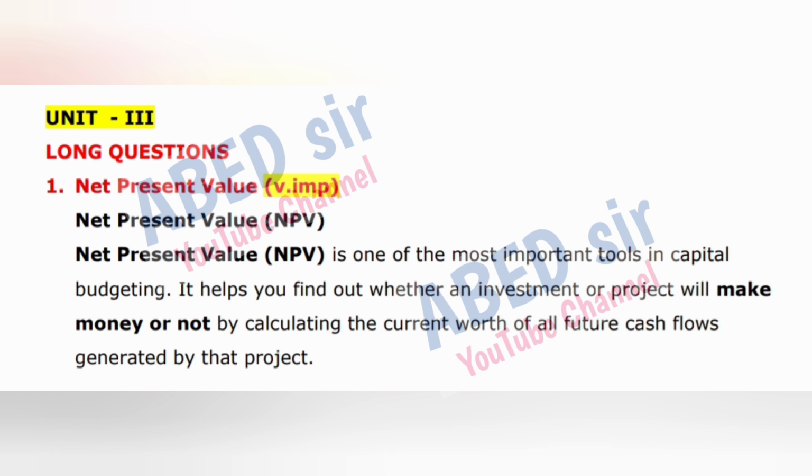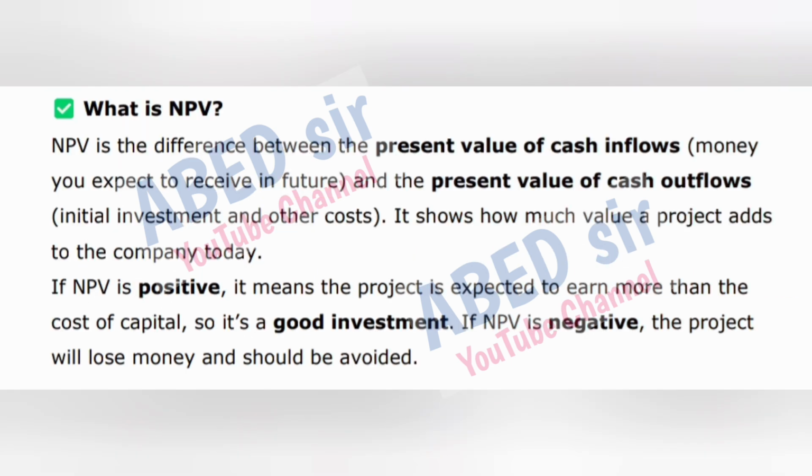It helps you find out whether an investment or project will make money or not by calculating the current worth of all future cash flows generated by that project. What is NPV? NPV is the difference between the present value of cash inflows, money you expect to receive in future, and the present value of cash outflows, initial investment, and other costs. It shows how much value a project adds to the company today.